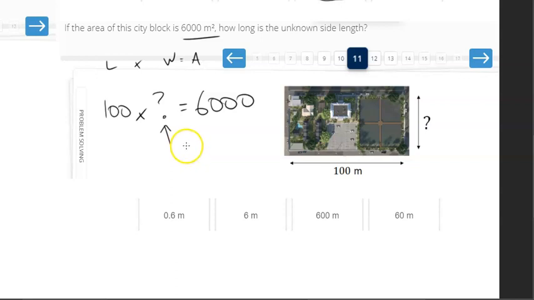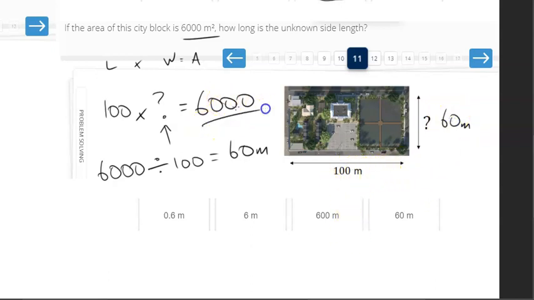So how we work this out is purely simple. We just get 6,000 and divide it by 100. 6,000 divided by 100, when using the calculator, will give you 60, and to be specific, 60 meters. So this length here has to be 60 meters because 60 times 100 will give us our original area in the first place, which is 6,000 square meters. So my answer here is 60 meters.